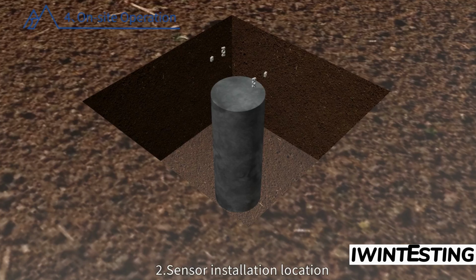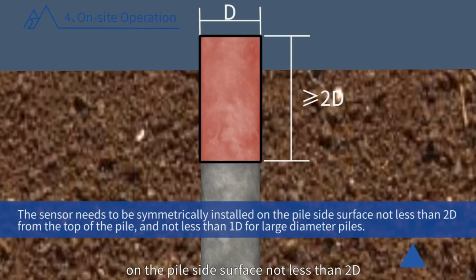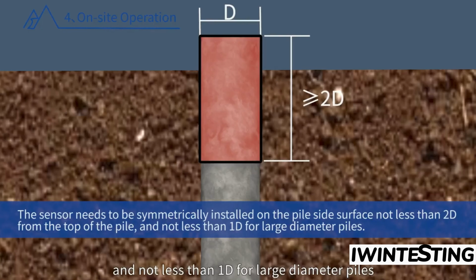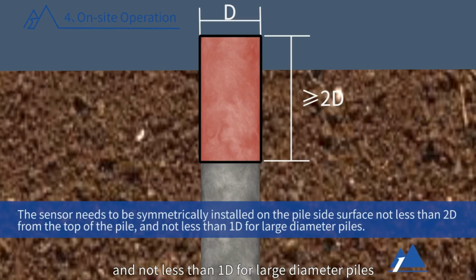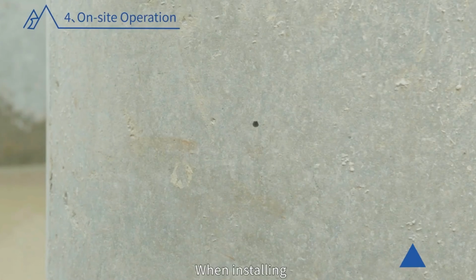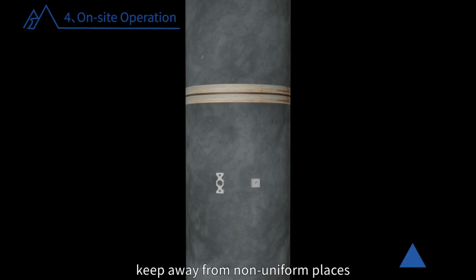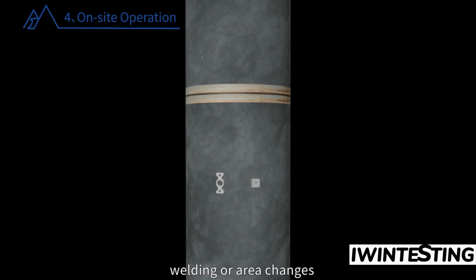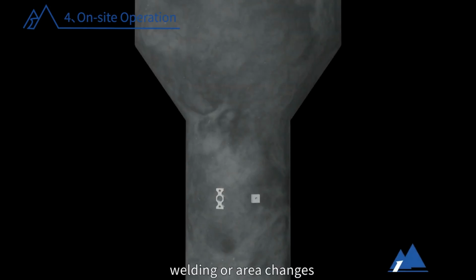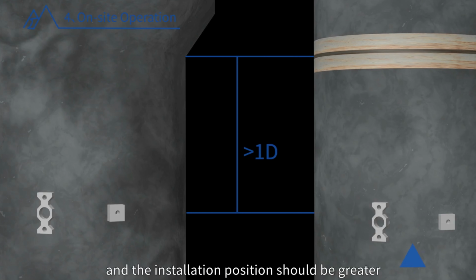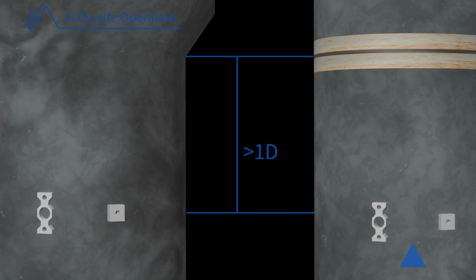2. Sensor installation location. The sensor needs to be symmetrically installed on the pile side surface not less than 2D from the top of the pile, and not less than 1D for large diameter piles. When installing, keep away from non-uniform places such as piling, welding, or area changes, and the installation position should be greater than 1D below it.